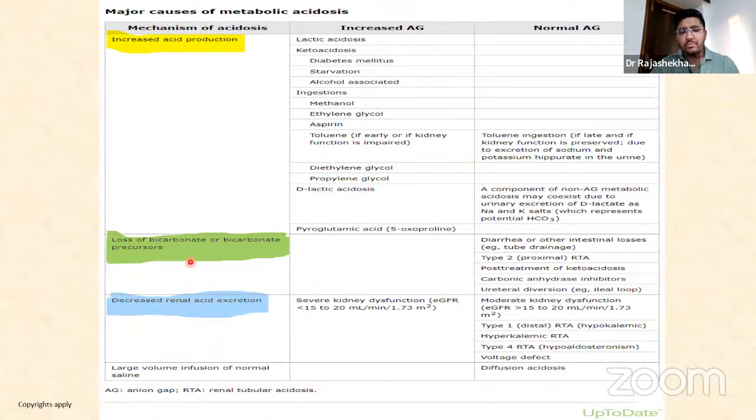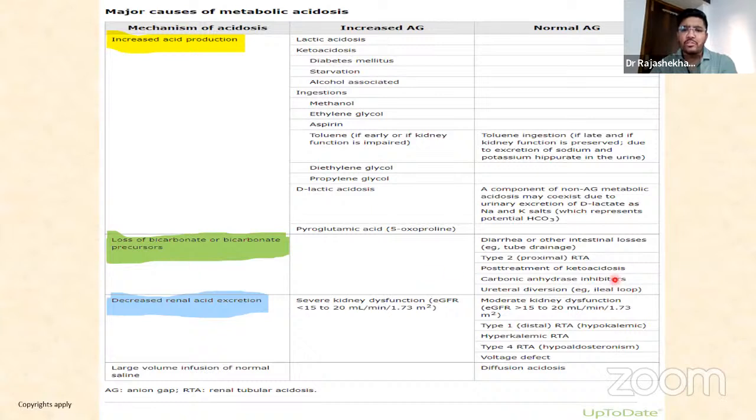The next most common is the loss of bicarbonate from the body, usually either through the kidney or through the GI tract. If the patient has excessive loose stools or diarrhea, or if the patient has a ureteric stent diversion from the urinary system to the intestine, as is done in ureterosigmoidostomy to bypass the urine, bicarbonate is lost because urine is drained through the intestines. So this is a very common cause of loss of bicarbonate.